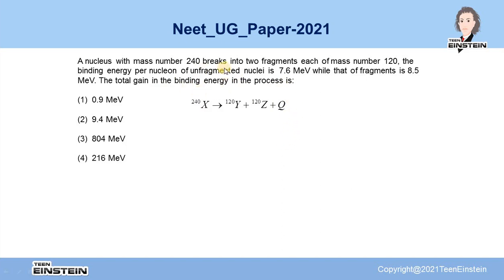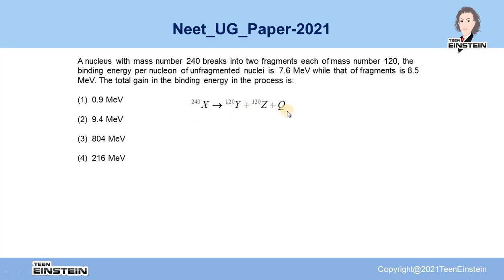So look, the reaction given over here can be represented by this. So X is the parent nucleus which has mass number 240, and Y and Z, these are the product or the daughter nuclei, and each of them has the same mass number 120. And Q is the energy released in this reaction.